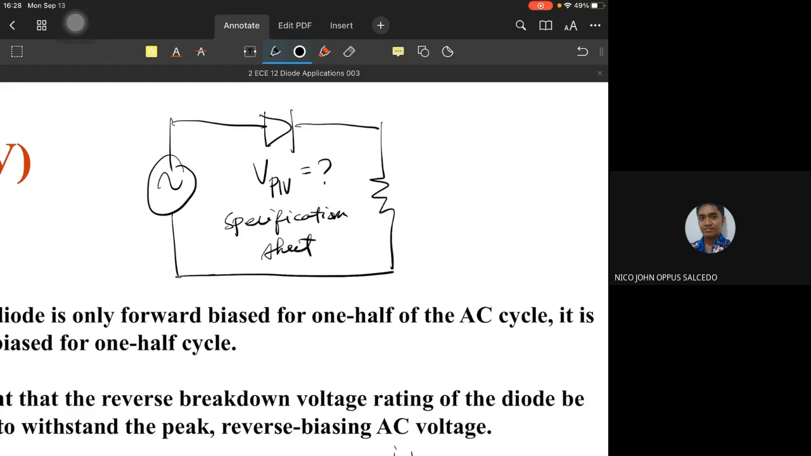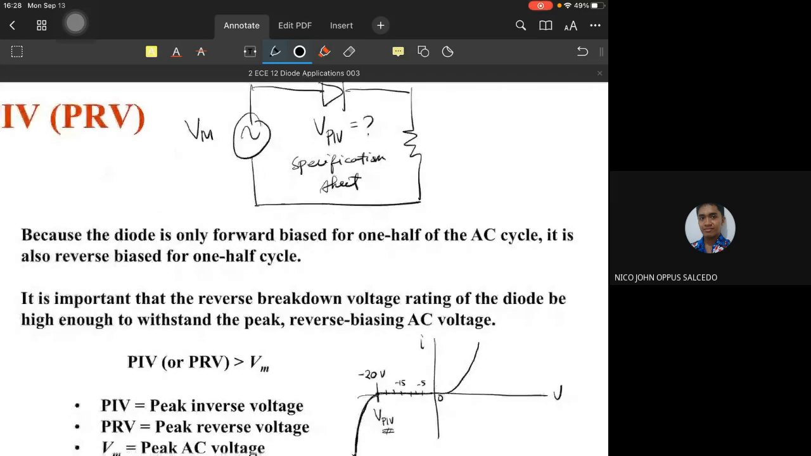So once we obtain the peak inverse voltage of the diode, we should make sure that our input signal is less than that. The peak inverse voltage should be greater than VM. So PIV should be greater than the maximum input signal voltage.